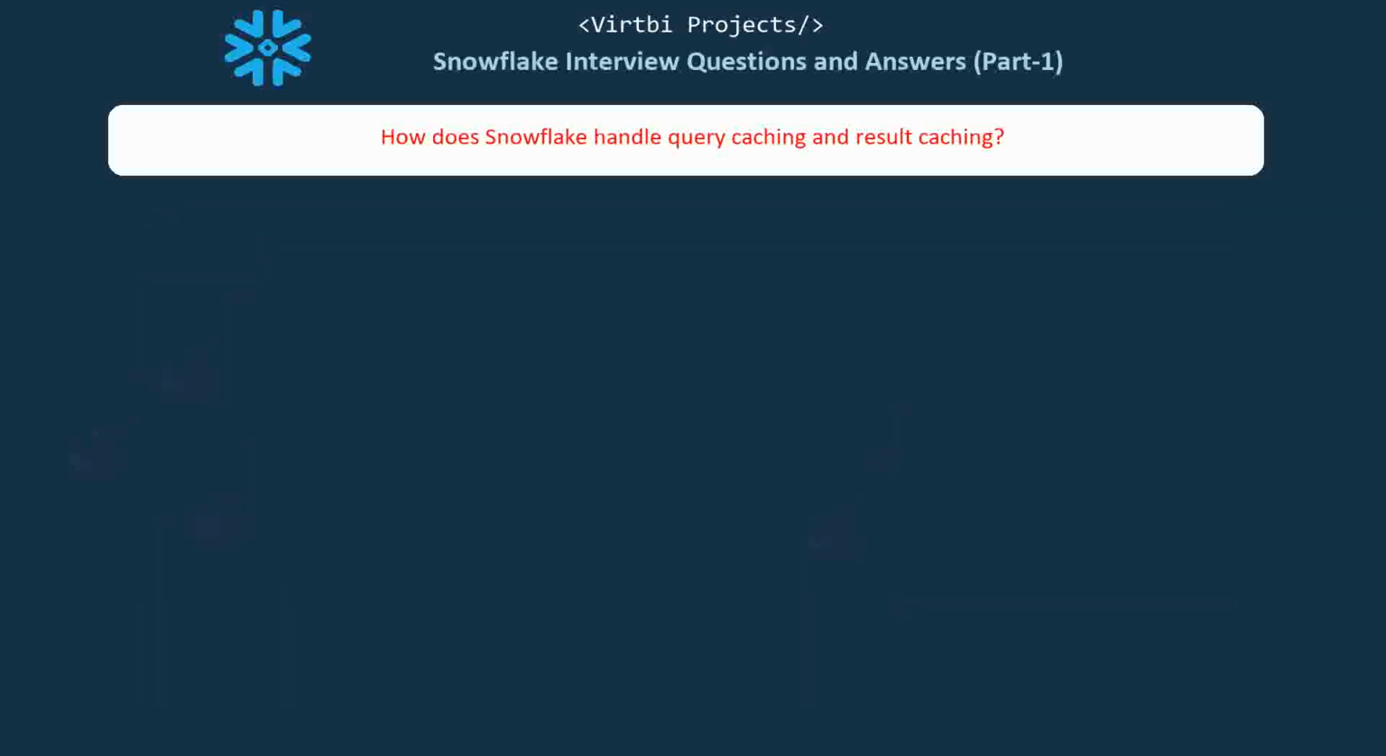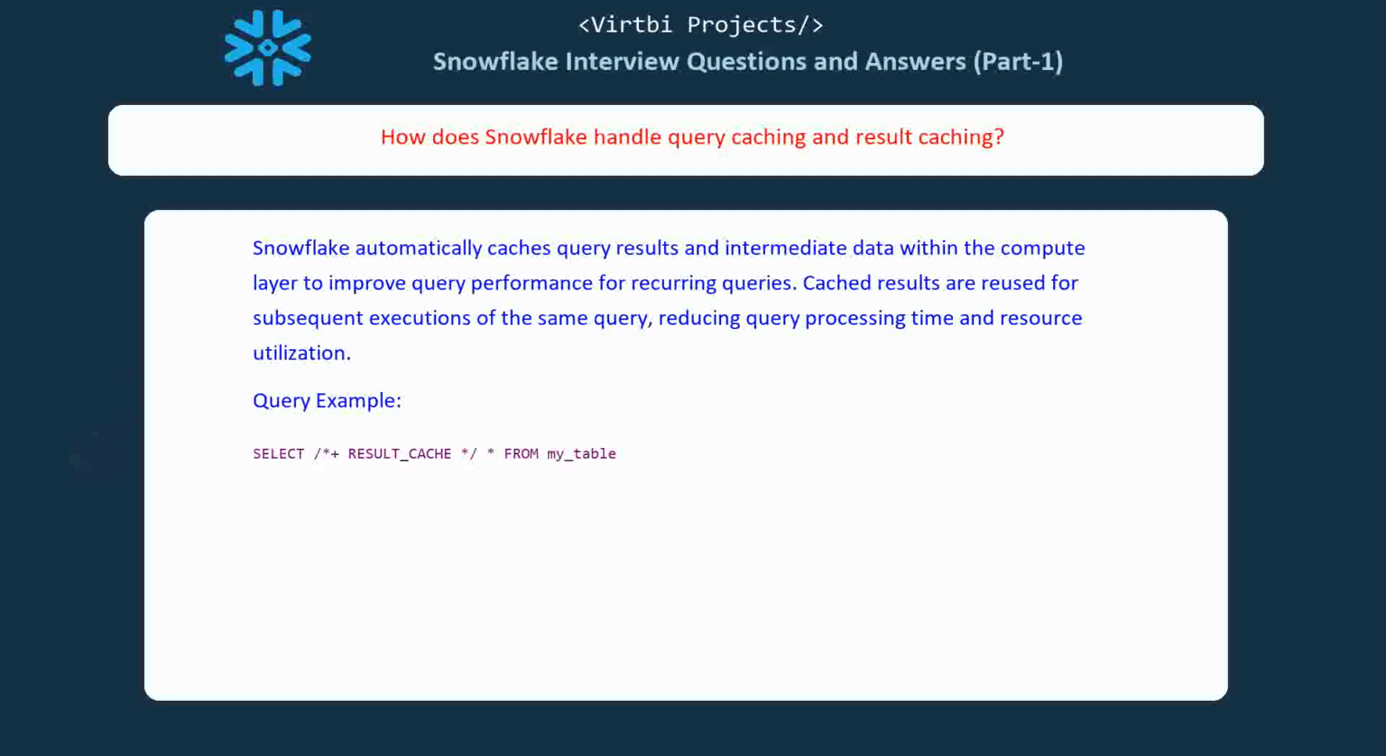How does Snowflake handle query caching and result caching? Snowflake automatically caches query results and intermediate data within the compute layer to improve query performance for recurring queries. Cached results are reused for subsequent executions of the same query, reducing query processing time and resource utilization. Here's an example query.